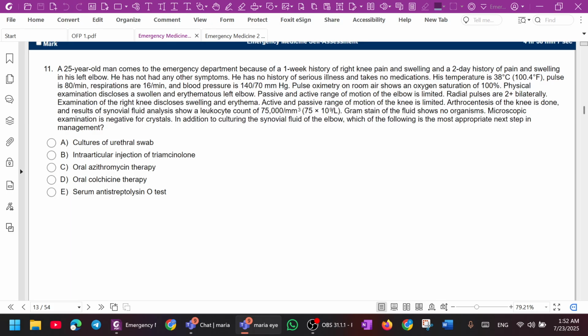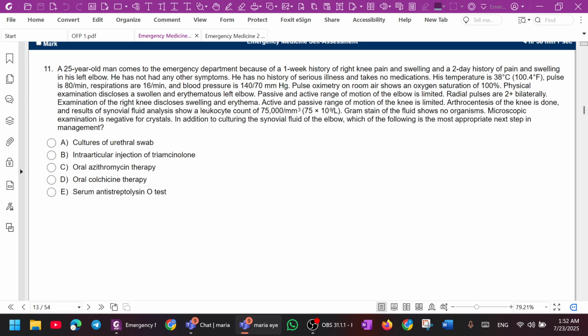A 25-year-old man comes to the emergency department because of a 1 week history of right knee pain and swelling, and a 2 day history of pain and swelling of the left elbow. He has not had any other symptoms. He has no history of serious illness and takes no medication.